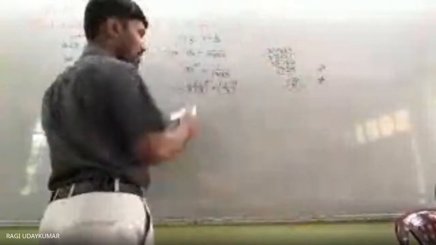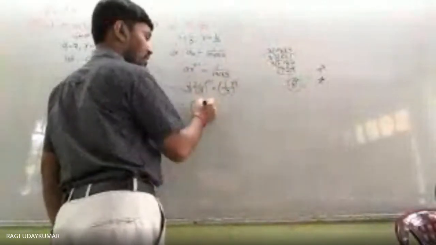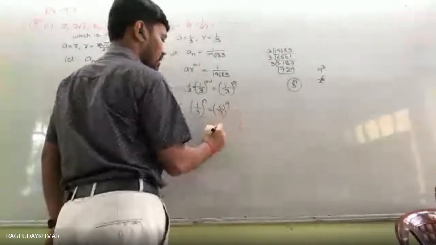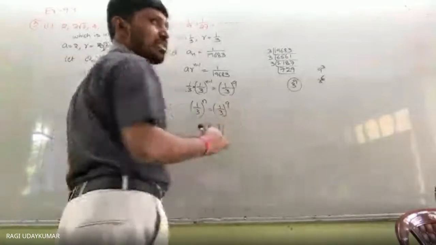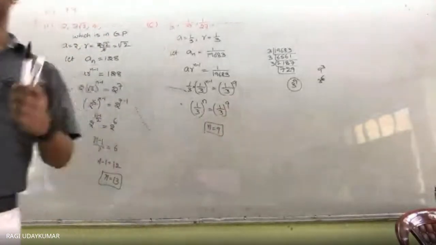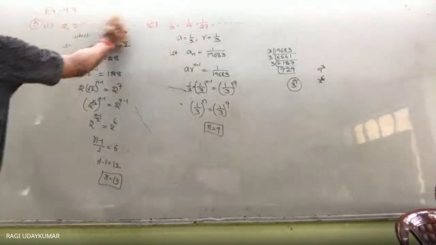Now here what do we get? (1 by 3) whole power n minus 1 plus 1, that is (1 by 3) whole power n, is equal to (1 by 3) whole to the power of 9. So n is equal to 9. The problem is not complicated, just a little less familiar. Is it clear to you? In the second problem, I left it to you as homework. At least you need to do that.